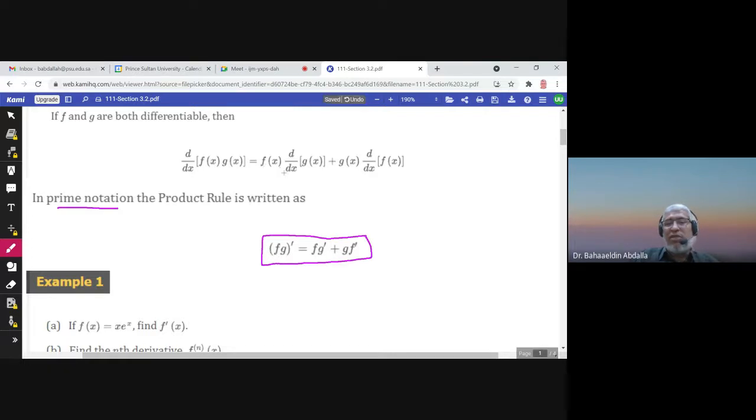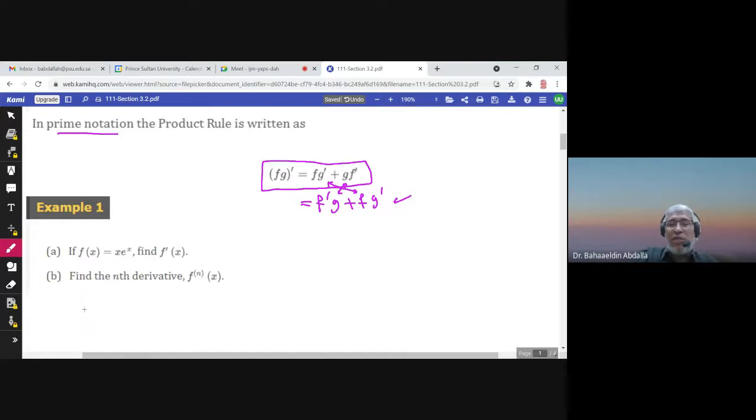Notice that this is a product, this is multiplication. If you want to write g prime first times f, that's correct. And if you want to write it as f prime times g plus f times g prime, that's also the same. This is exactly this one, and this is exactly this one. I may use this most of the time.